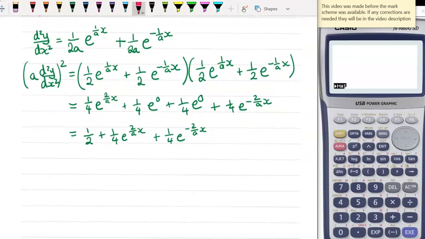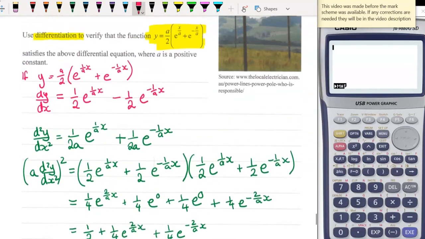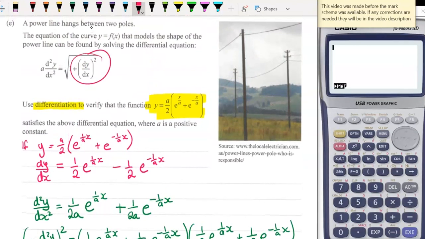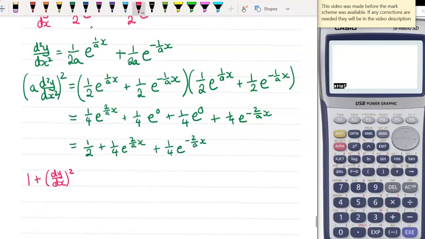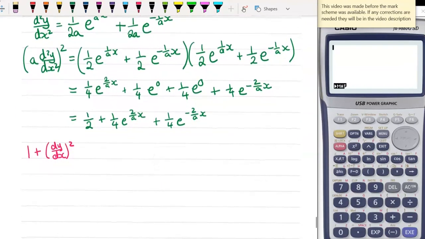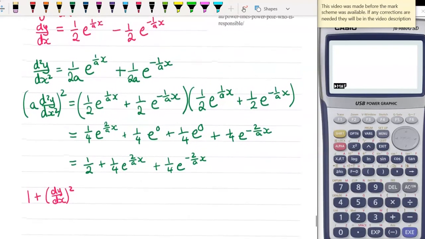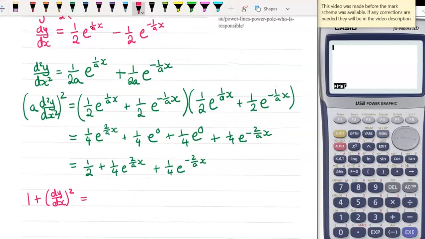Okay, now let's look at the right hand side. 1 plus dy by dx squared. That's what we had in the question up here on the right. That's inside of the square root, but remember I squared this piece. Okay, so dy by dx is just up there. So we're doing 1 plus a half e to the 1 over ax minus a half e to the minus 1 over ax. That's going to be squared, so times it by itself.